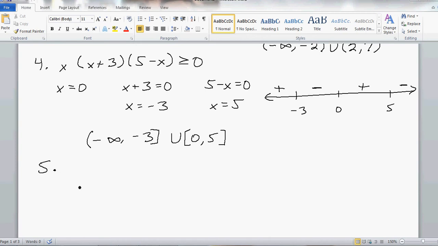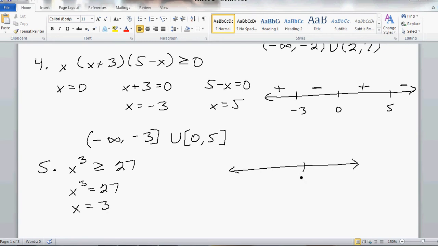And number 5 is a little bit different because we have x cubed is greater than or equal to 27. Now realize with only the one x here, it becomes simple. What is our important point? Well, in other words, x cubed equals 27, so x will equal 3. So that's the important point.